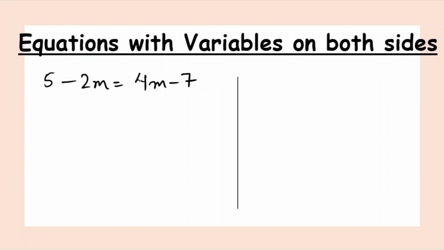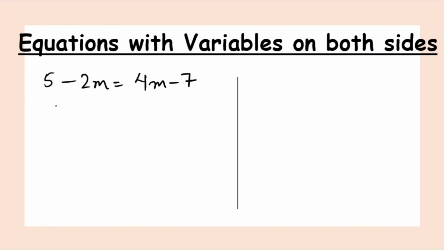How to solve it? The method is this: bring all the variable terms on one side and bring all the constants on the other side of the equal sign. But while doing so, you must keep in mind that when the terms shift from the left side to the right side or vice versa, they change their sign.